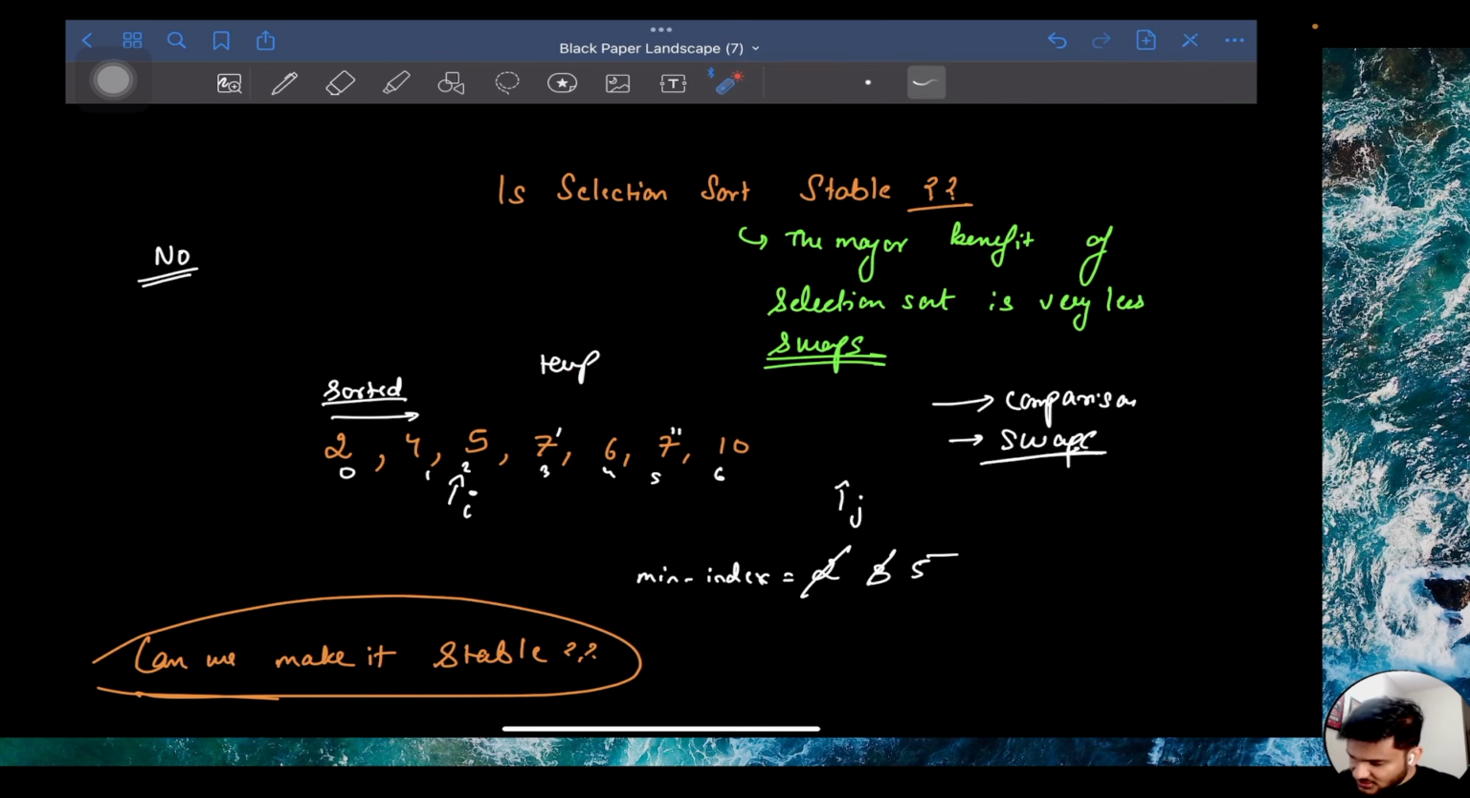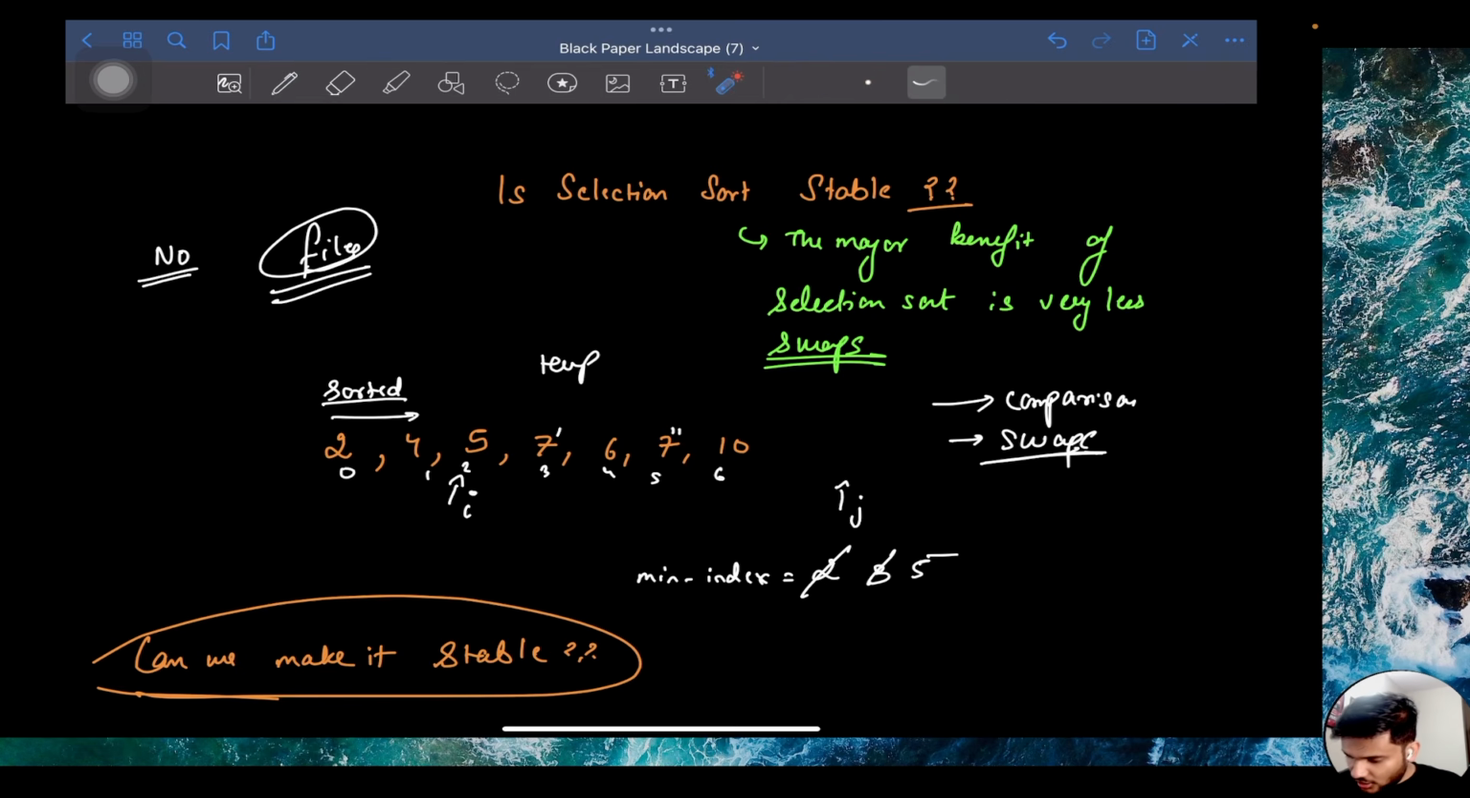But the only problem is moving 7 here, moving 6 here, moving 7 here, and then moving 5 here. These are expensive operations, because now you're not doing comparison, you're actually changing the value. Just think about it. If instead of just numbers, you have very big files that you need to sort, let's say 1 GB each file you have to sort.